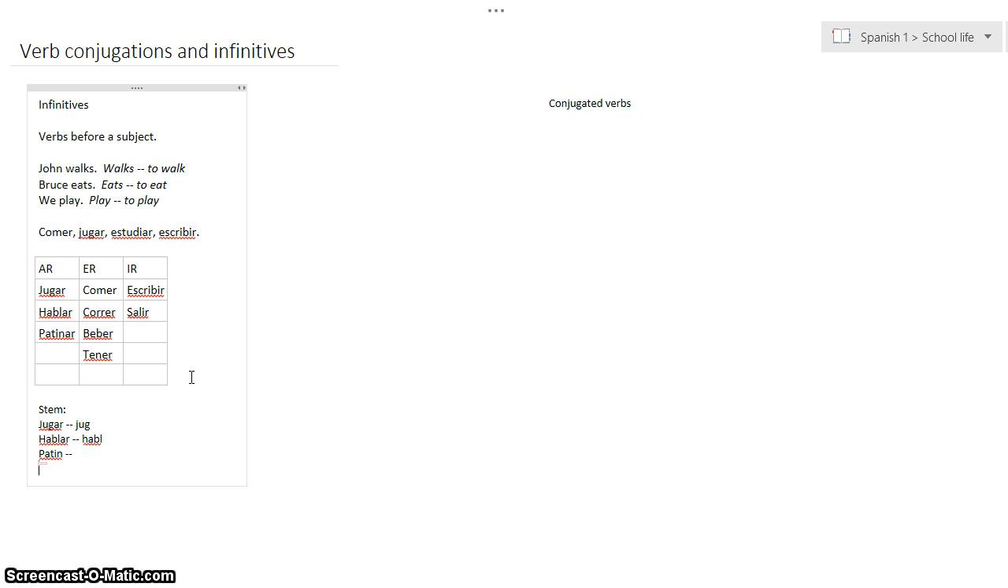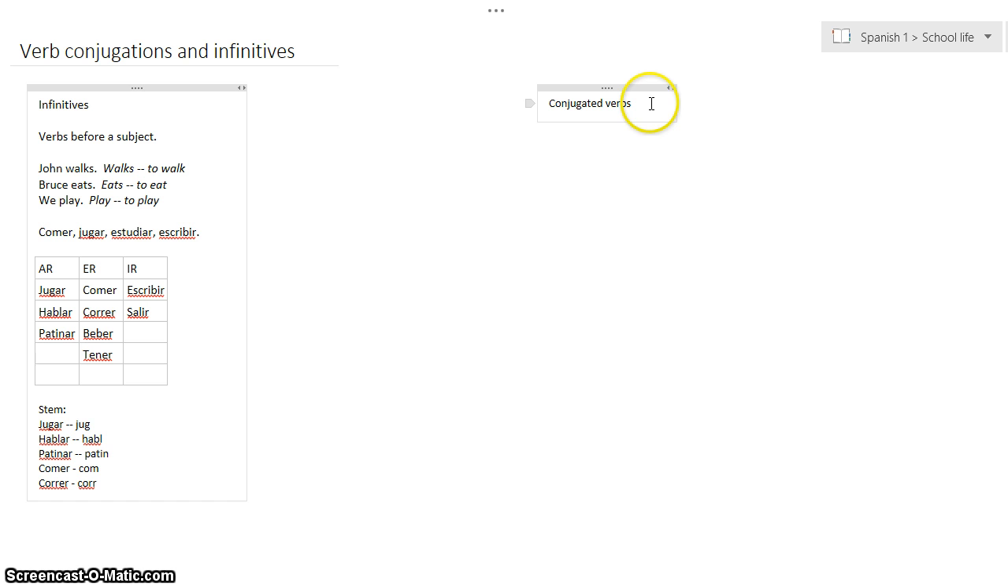Okay, same thing for comer. If we take off the ER, we're left with com. Correr, we take off the ER, we're left with corr. So those are called stems, the jug, the habl, the patin. Those are your stems. So that's basically the basis of conjugating.